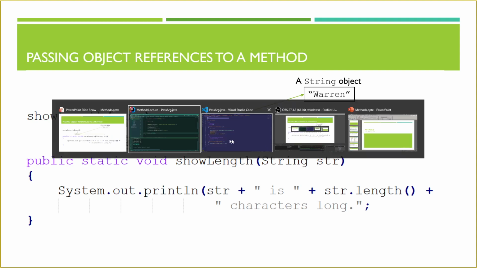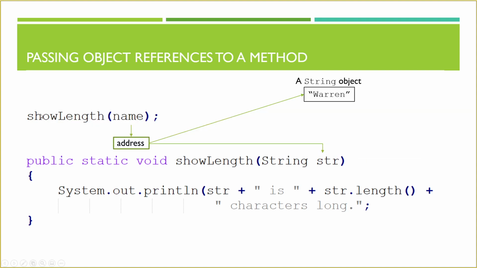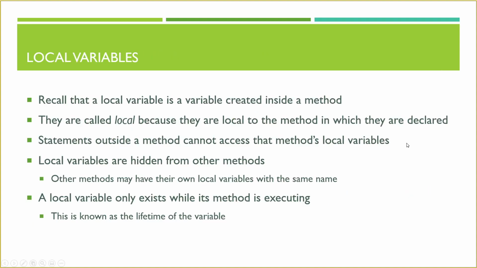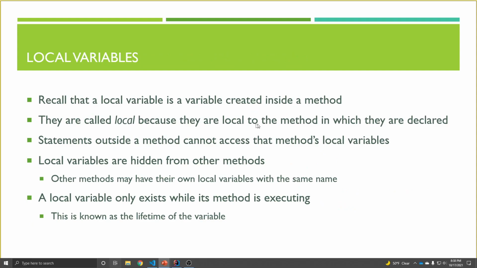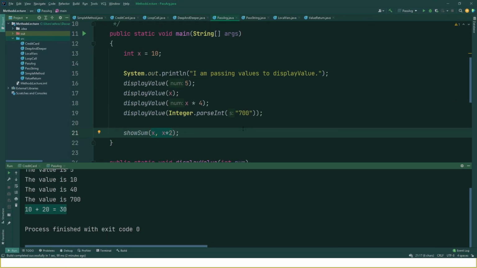So if I wanted to pass name here into my showLength method, that would work. I can use that reference variable as an argument, and Java is smart enough to find where that reference is pointing to and use that string value in its string calculations. So let me show an example of that.